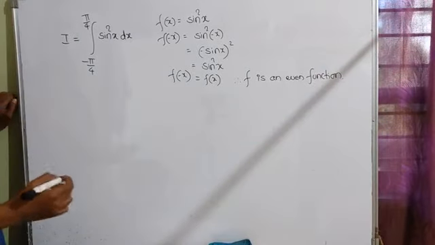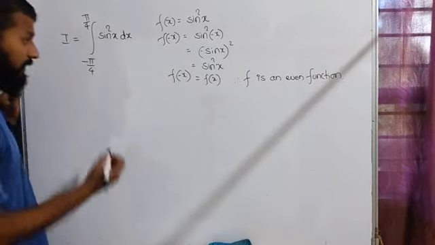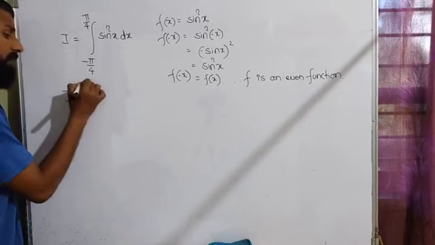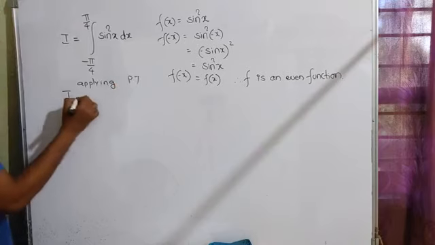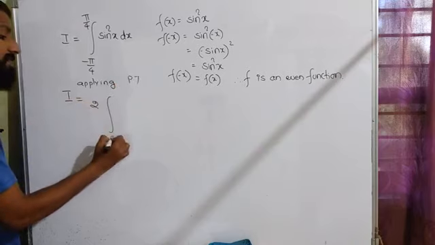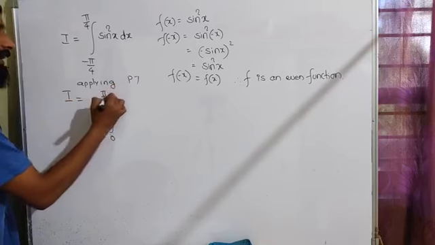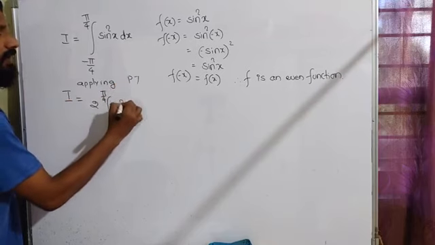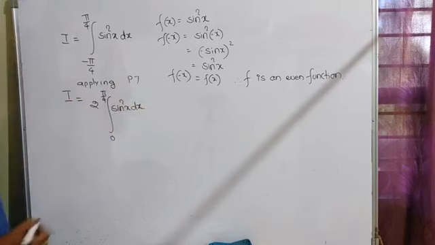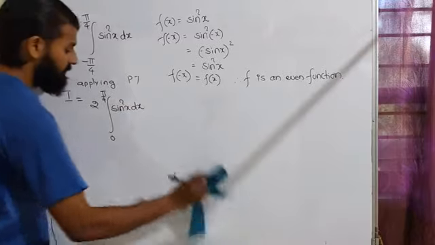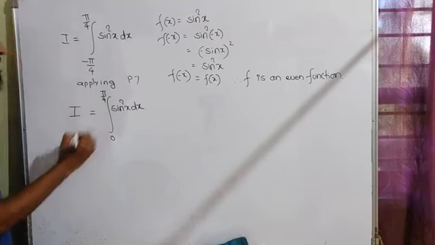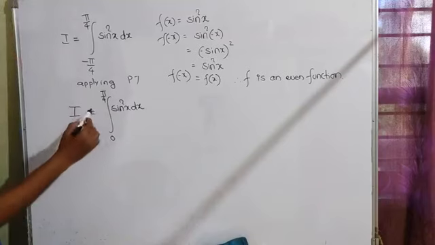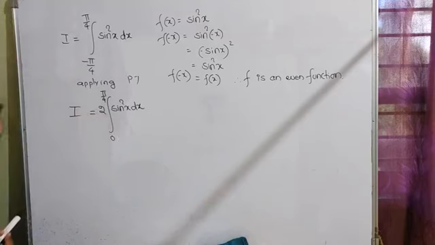In that case, I hope all of you know that P7 property. From that property you can write, applying P7, this is equal to 2 times the integral from 0 to a of sine square x dx. Yes or no, my dear friends? If you're getting confused, you can see P7 and you'll understand it. And I think it was 2 times, right? Yeah, 2 times the integral from 0 to pi by 4 of sine square x dx.